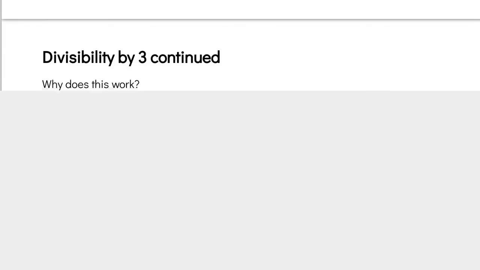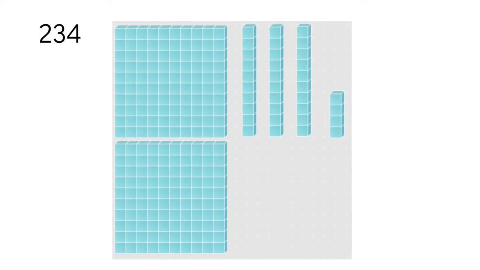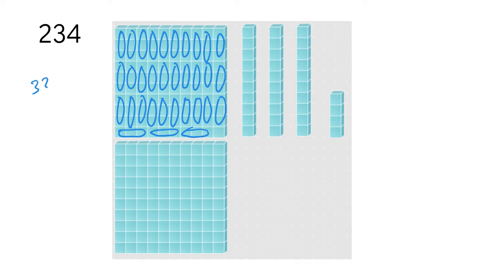Let's look at the why of it though. Why does this work? Here we have 234, and here's a picture of 234. I'm going to zoom in a little bit on this. And let's focus first on the hundreds. If we were to look at how many groups of 3 we could make in this hundreds, it would take a while, but we would eventually get to 33 groups of 3, making 99. So we still have one little bit left over, right? We would have one little bit left over. And the same thing would happen down here on the second hundreds block.